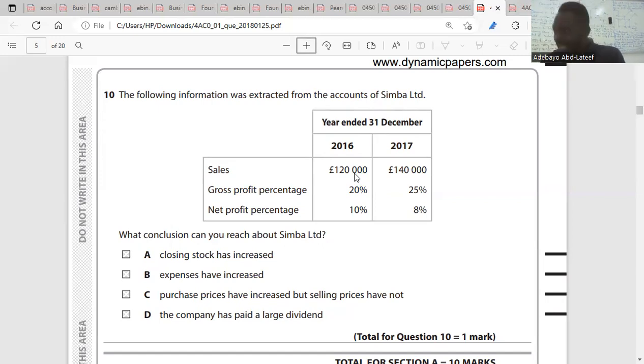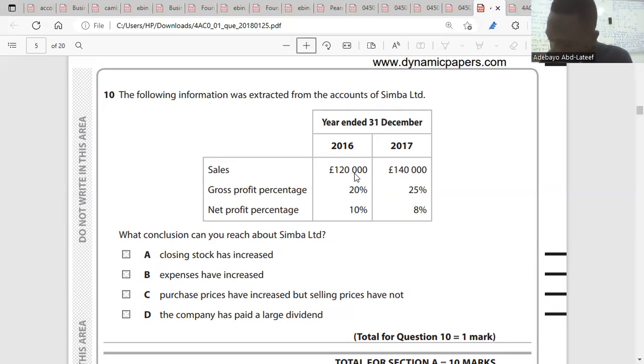Then the gross profit percentage. The gross profit percentage has its own formula. Gross profit percentage is gross profit divided by sales multiplied by 100. That's the gross profit percentage. The net profit percentage is net profit divided by sales multiplied by 100. That's how they get the percentage. So based on what we have here, I wrote the formula for you already.